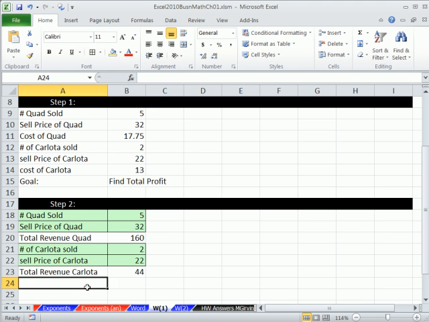All right, now I'm going to type total revenue. Now, I mentioned autocomplete. Why didn't it do it this time? And the reason why is there's not a unique item up here that has total. So it says total revenue quad and total revenue Carlota. So autocomplete doesn't know which one you want. So that's why that doesn't happen this time.